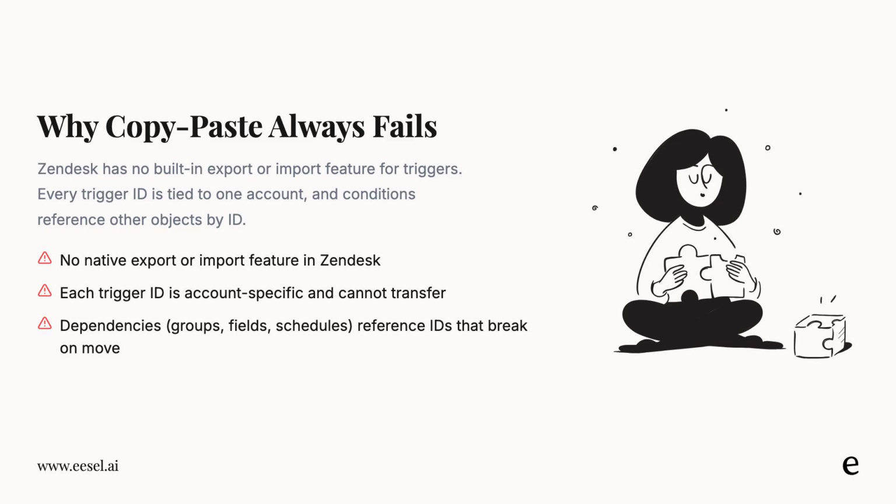Every trigger carries an ID that only exists inside one account. Your trigger conditions and actions point to groups, agents, and fields using those account-specific IDs. Move the trigger without moving those references and the whole thing breaks.